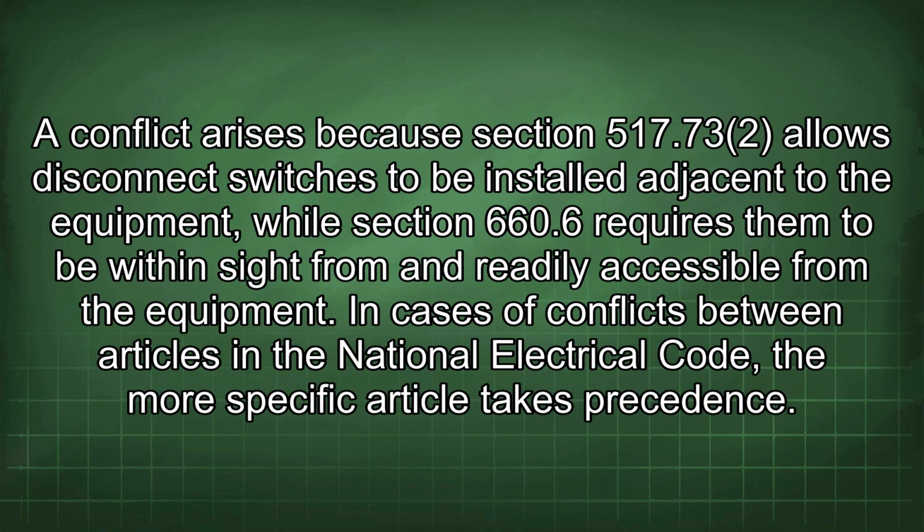A conflict arises because Section 517.73 allows disconnect switches to be installed adjacent to the equipment, while Section 660.6 requires them to be within sight from and readily accessible from the equipment. In cases of conflicts between articles in the National Electrical Code, the more specific article takes precedence.